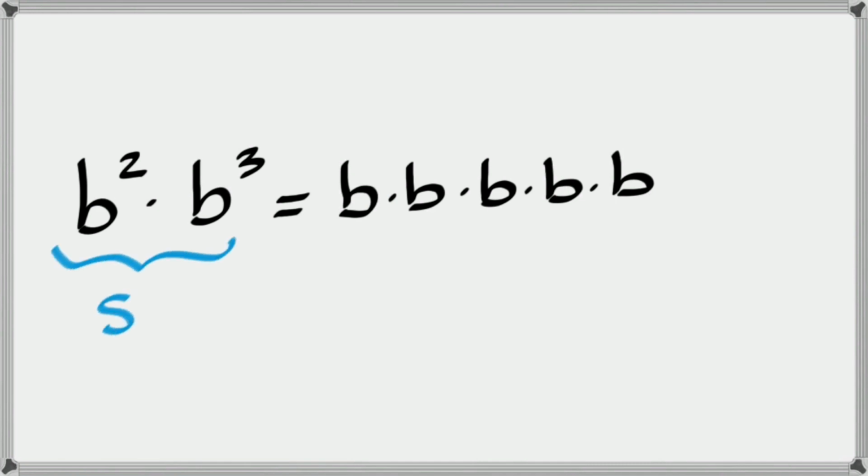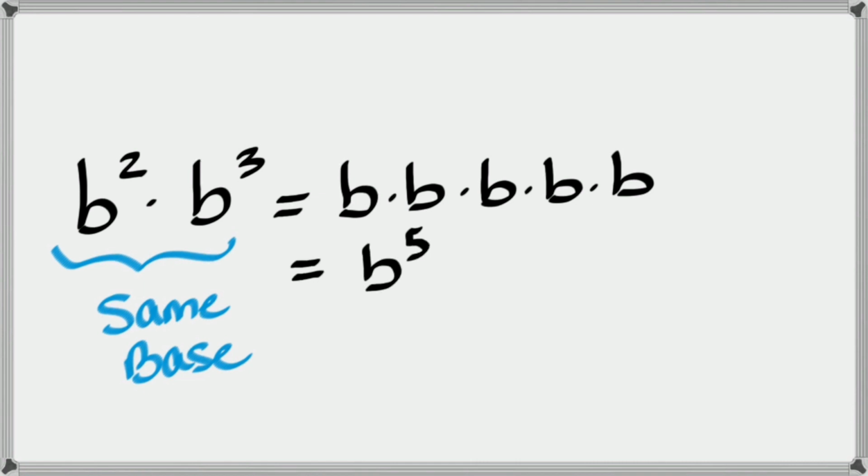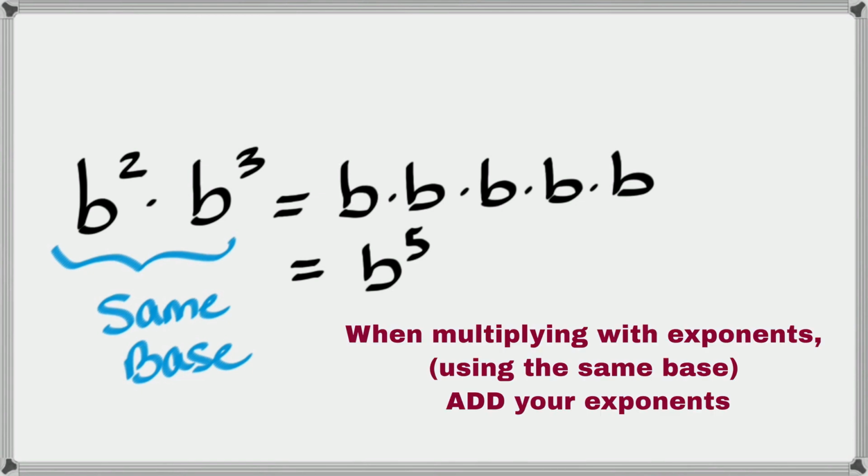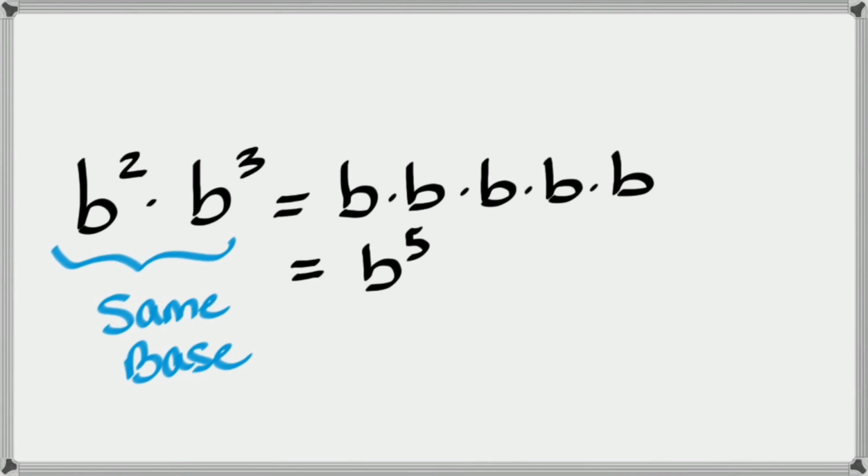The same base must be present in order for you to use the rule, which is, if I write it that many times, I am simply adding my exponents. So, as long as you have the same base and you're multiplying with exponents, add your exponents. Take a look at the following example when it gets a little harder.